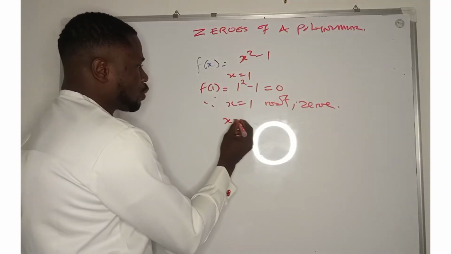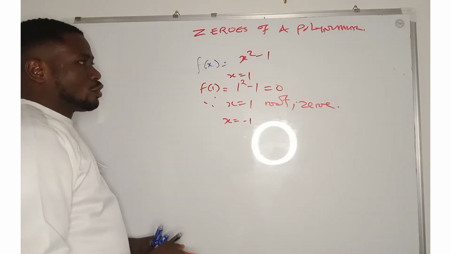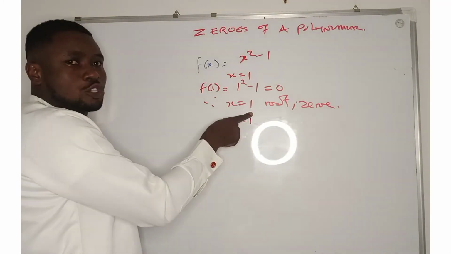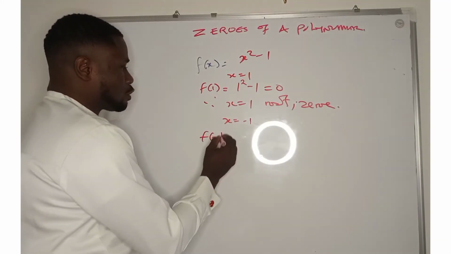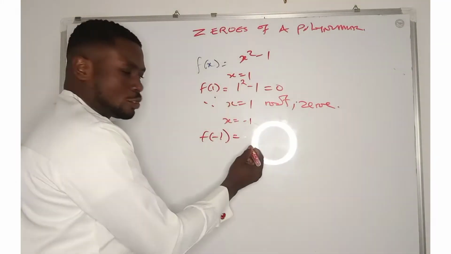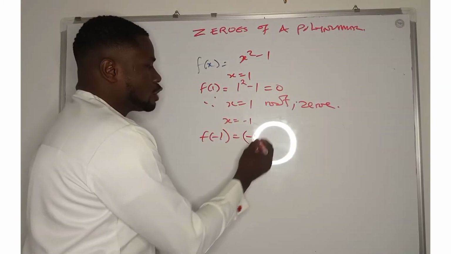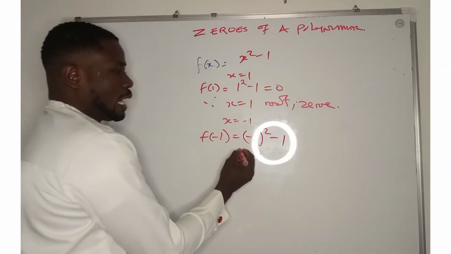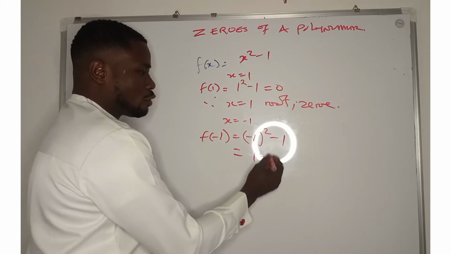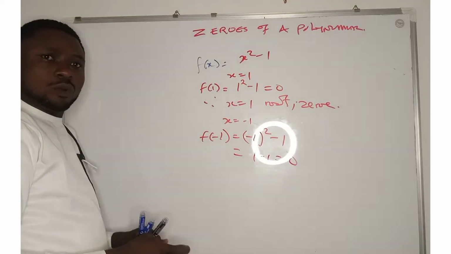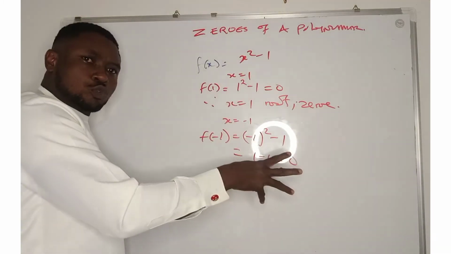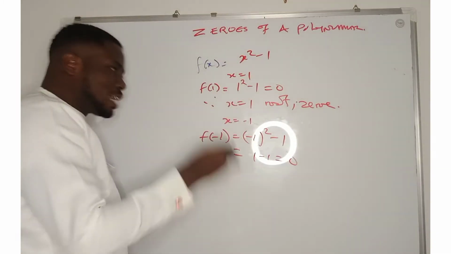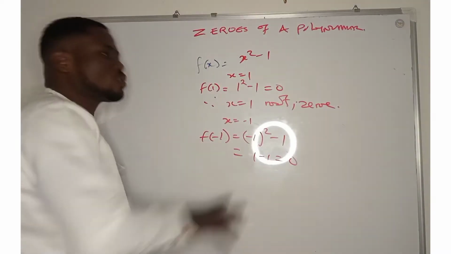If we say x equal to minus 1, the first one was x equal to plus 1. Now let's try x equal to minus 1. That will be f of minus 1 equal to, we substitute here, minus 1 raised to power 2 minus 1. That will give us 1 minus 1, and that turns to 0. That again tells us that x equal to minus 1 is a root of this equation. x equal to minus 1 is a zero of this equation.